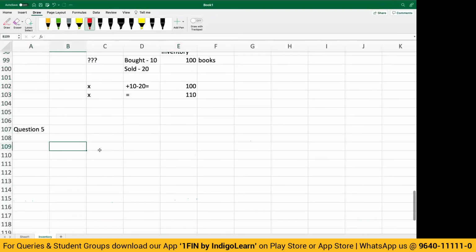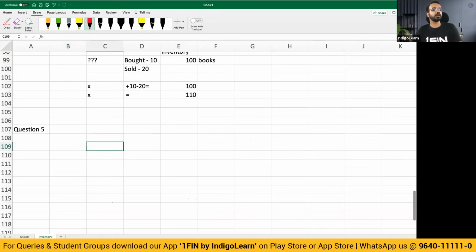Question number 5. Okay. Now, the best way to solve this kind of question is to prepare a trading account that will help you. If someone is okay in preparing a tabular format, that is also perfectly fine. So we can do either way. You can do it using the trading method, or you can do it based on the statement format also. Okay. So let us say trading account.